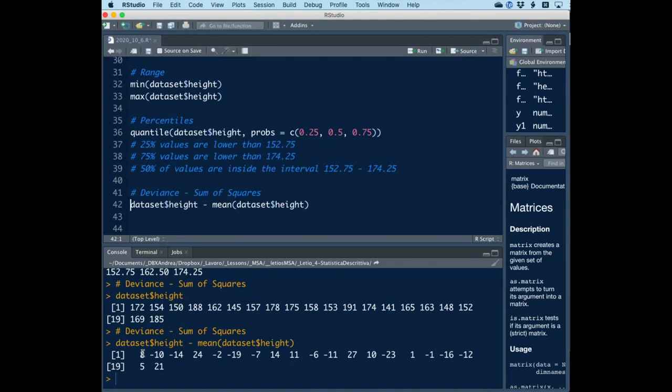So I do like this. Put the brackets around, then square, and then again sum.